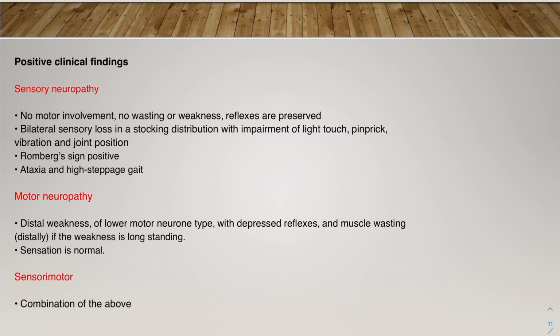What about the motor neuropathy? What could be the positive clinical findings? There will be distal weakness of lower motor neuron type, reflexes will be depressed, and there will be muscle wasting. Wasting will be evident if the weakness is long-standing. So if you see the wasting, then it should be at the back of your mind that this is a chronic problem, and the sensation is normal. And what about sensory motor? There will be a combination of the above.